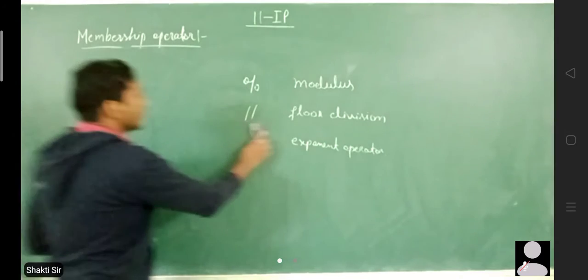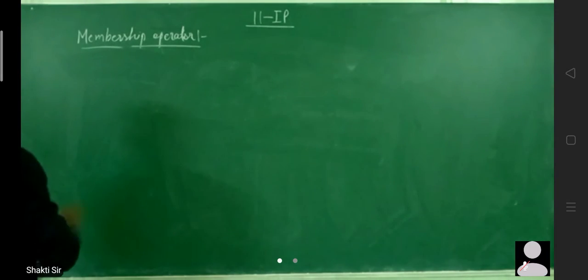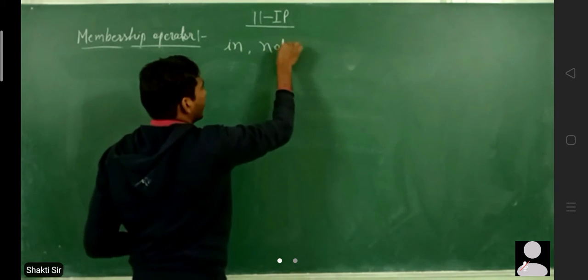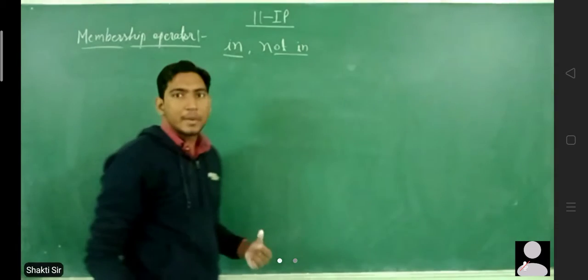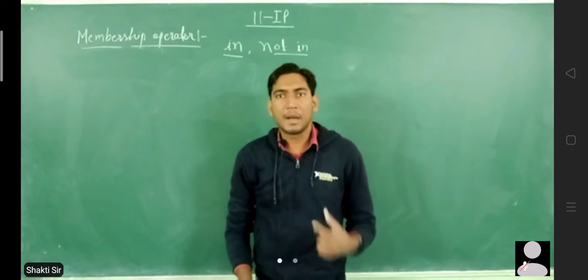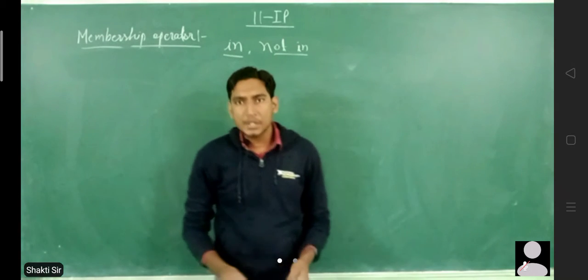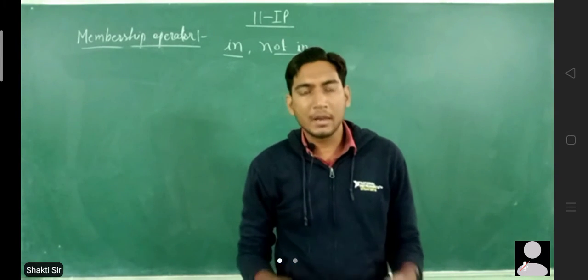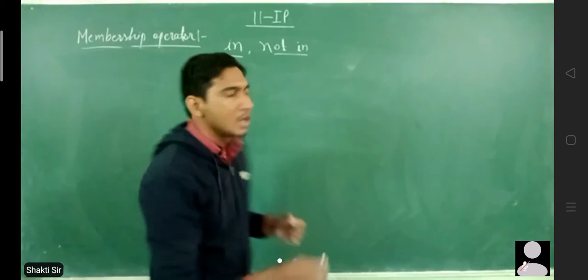Now see, so what are the membership operators? So membership operators are the in and not in operators. So these two, in and not in, are membership operators. Basically, these operators are used to check whether an element is a member of a sequence or not. I am again repeating, these two operators are basically used to check whether an element is a member of a sequence or not. Okay, so let us see.